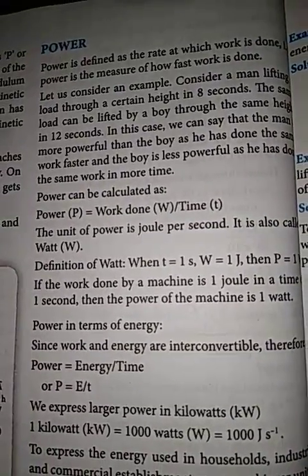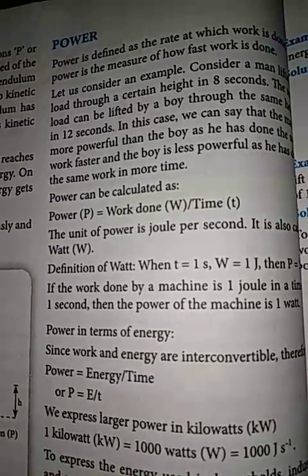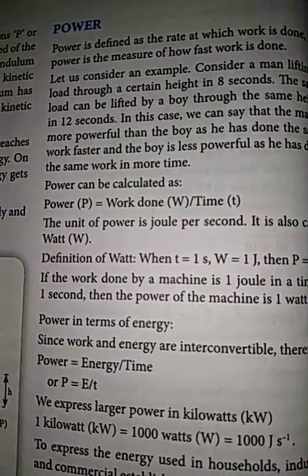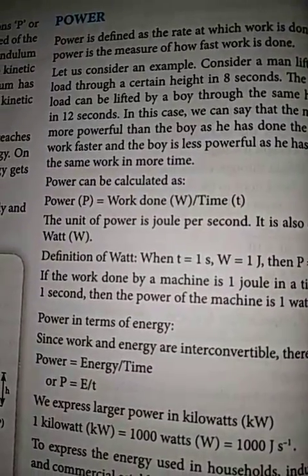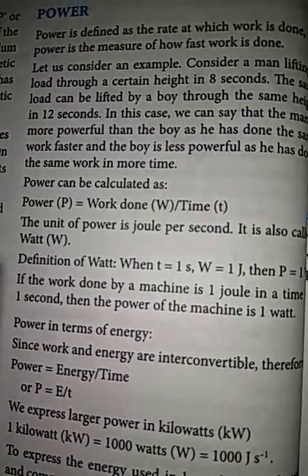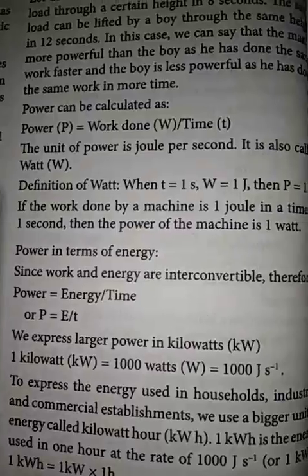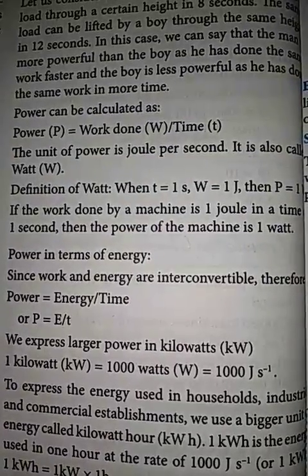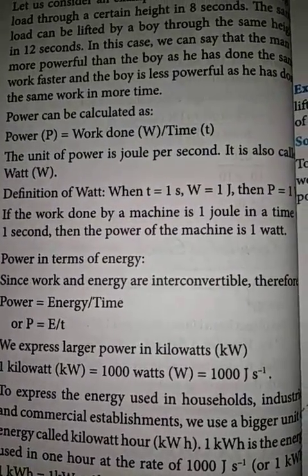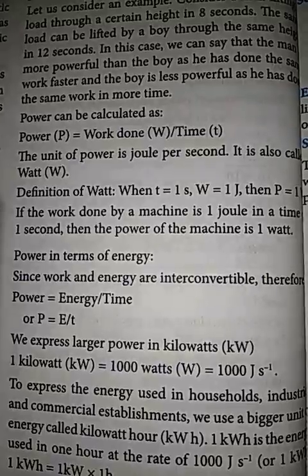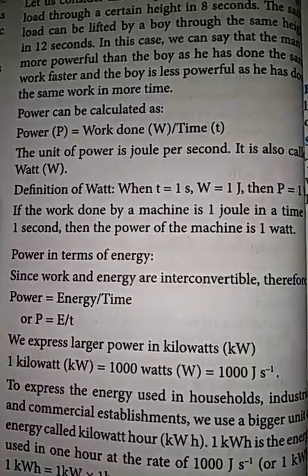Power is the measure of how fast work is done. The rate of doing work is called power, which means how fast the work is done. Let us consider an example. A man is lifting a load through a certain height in 8 seconds. The same load can be lifted by a boy through the same height in 12 seconds.